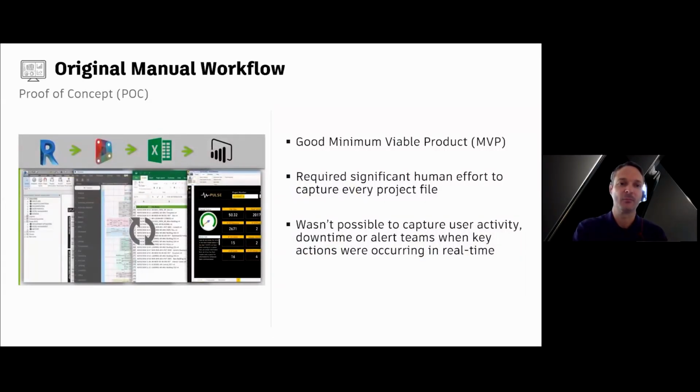So the proof of concept was that we would take the Revit model, we would use Dynamo to extract some of that information into Excel, and then we would use Power BI to read Excel to produce those dashboards that we just saw. So this was a really good MVP. It proved that we could extract this information, and it was really useful information, but it did require quite a significant human effort to do that. And it wasn't possible to capture some of the user activity that we were really keen to understand. We wanted to understand how long it was taking for files to open and what users were doing in the models, and do that in real time.